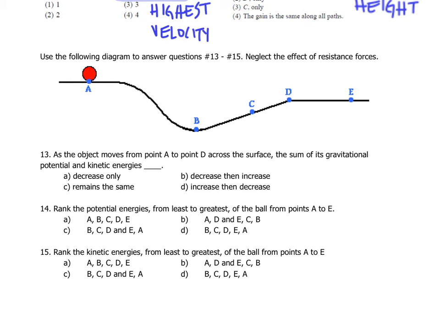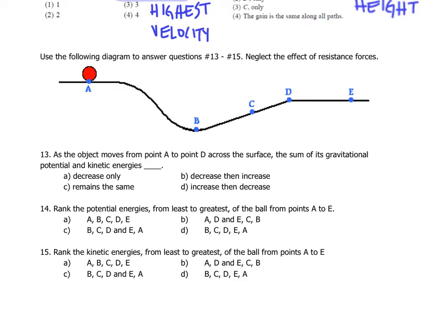Okay, kinetic energy is dependent on velocity. So where do you think the velocity of this ball would be the fastest? Wherever it's the fastest, it's going to have the most kinetic energy. So ask yourself those questions. Look at the points. Not all points are at the same height. Therefore, the ball is going to be doing something different at each point. While you're thinking about this diagram, I want you to try to answer 13, 14, and 15.